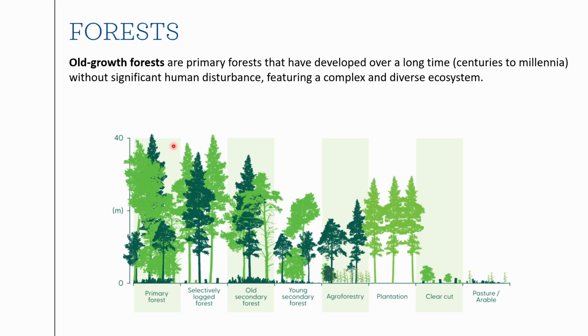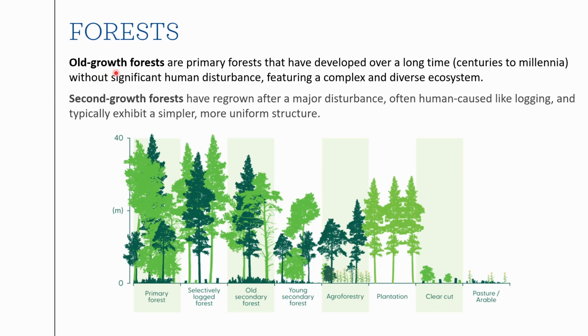They tend to be centuries or even thousands of years old. They have not had significant human disturbance, and they tend to have a high biodiversity, and they're a very diverse ecosystem. So primary forests are sometimes called old growth simply because they have been there for so long. Now, second growth or secondary growth forests have regrown after a disturbance, and they often have a little less structure, maybe a little more uniform structure.